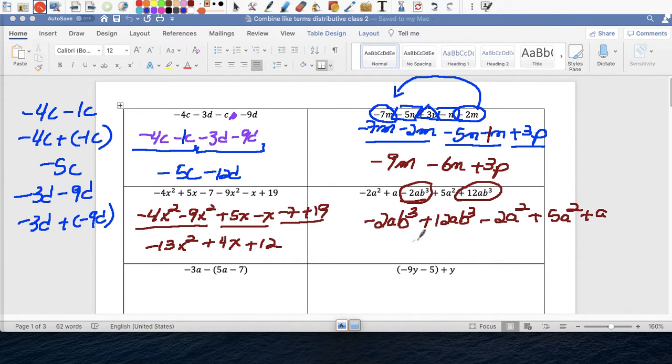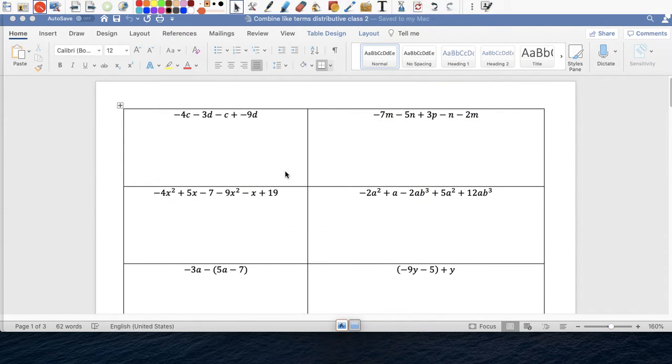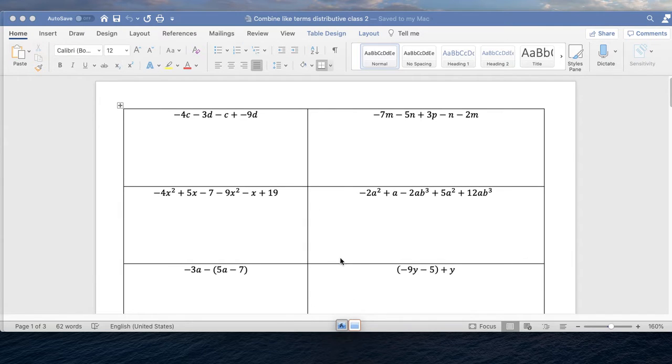Now it just becomes a matter of combining. That's the easy part. So that's 10ab cubed, right? The variables stay the same, and I just add or subtract the coefficients. Minus 2a squared and positive 5a squared is plus 3a squared, and then plus a. Scroll down a little bit.